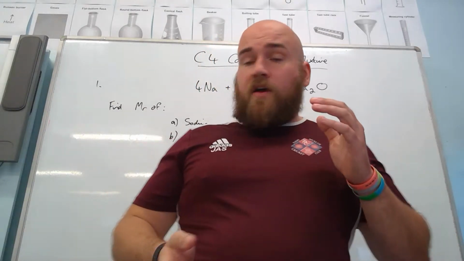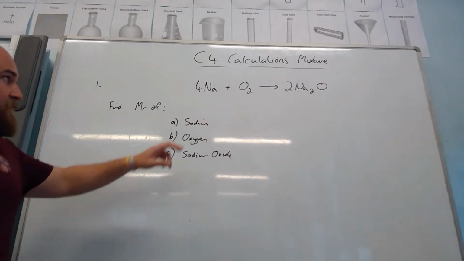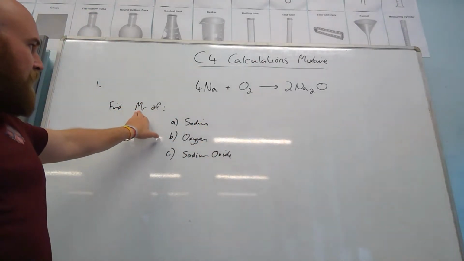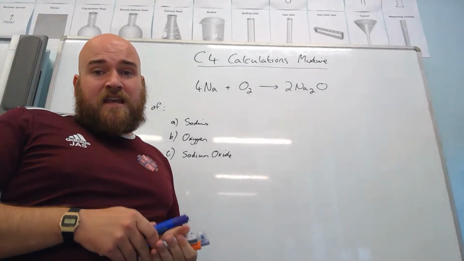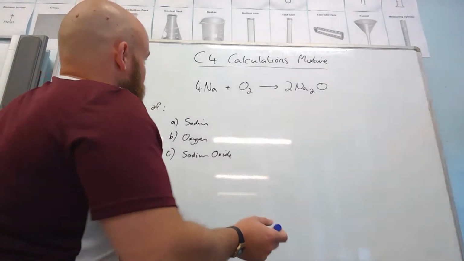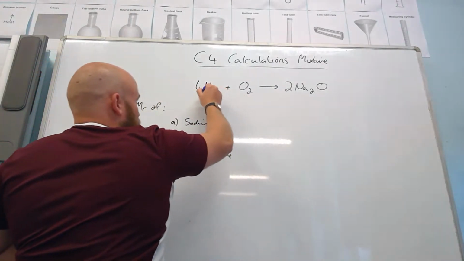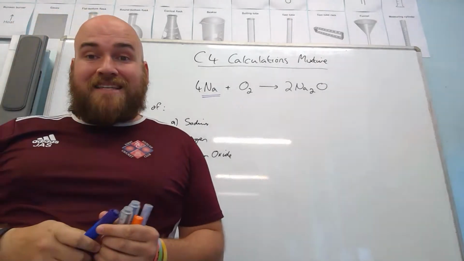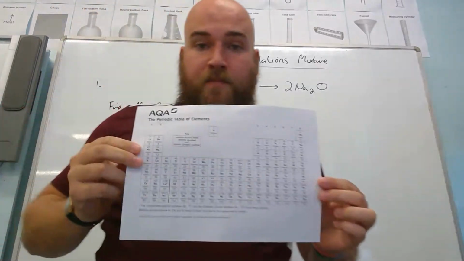Okay, so question 1 is as follows. It says that sodium reacts with oxygen to make sodium oxide, and you're asked to find the Mr of sodium, oxygen, and sodium oxide. The first thing you need to do is make sure you know which is which of these things. So sodium, which of these 4 things is sodium? Well, that's sodium there, isn't it? It's just one sodium atom. So where do we find the mass of sodium? Well, we're going to have to use the periodic table.